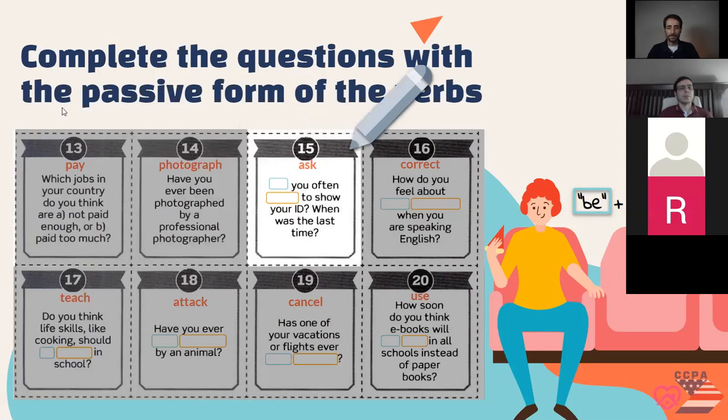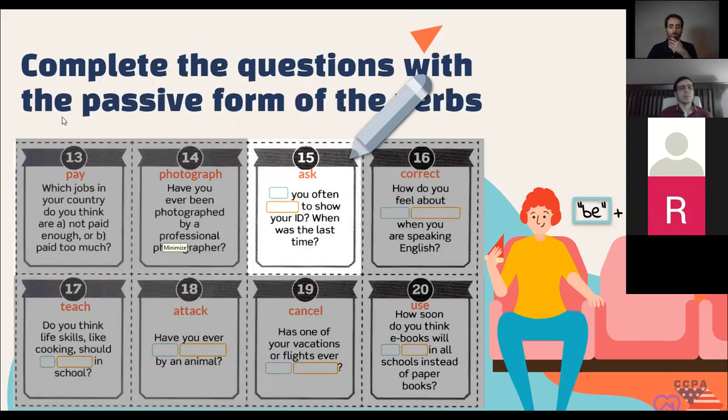Do you often get asked to show your ID? Remember, Ruth, that we are not using do you, right? But we are supposed to use be, right? Here, the blue box is always a version of be. The orange box is always a version of the participle. What you asked me is not grammatically incorrect, but you kind of included some additional elements, let's say.